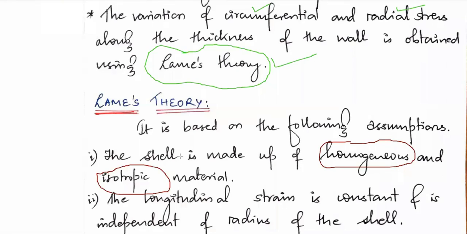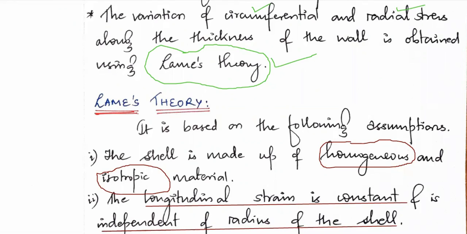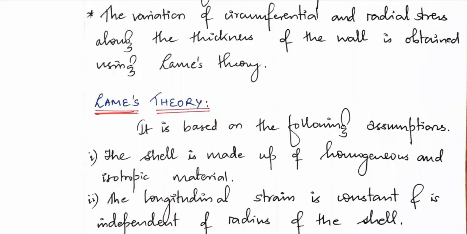Second very important assumption is the longitudinal strain will always remain constant. The longitudinal strain will remain constant and is independent of the radius of the shell. These two are the important assumptions which we have assumed before I could start with the derivation part. So let us begin with the derivation part.